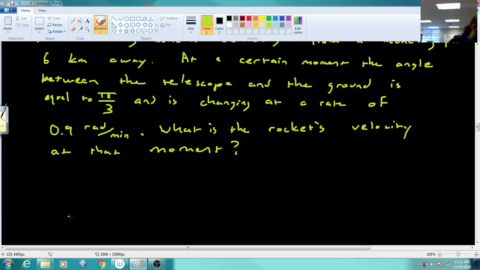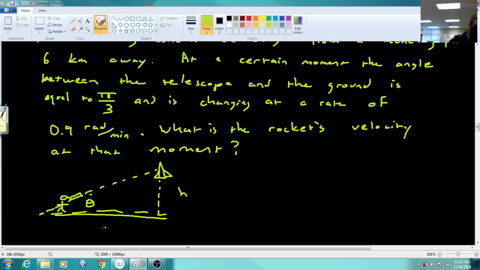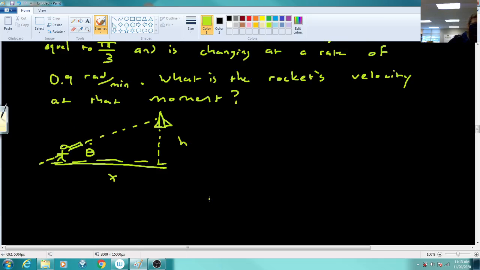So the picture they give us, got a guy standing there, I guess, has some sort of telescope thing. Pretend it's better than it is. Got a rocket that's going upwards. And from this telescope to the rocket, we kind of make a triangle like that. We have the angle theta there. This rocket is height h, and you are a distance x away.